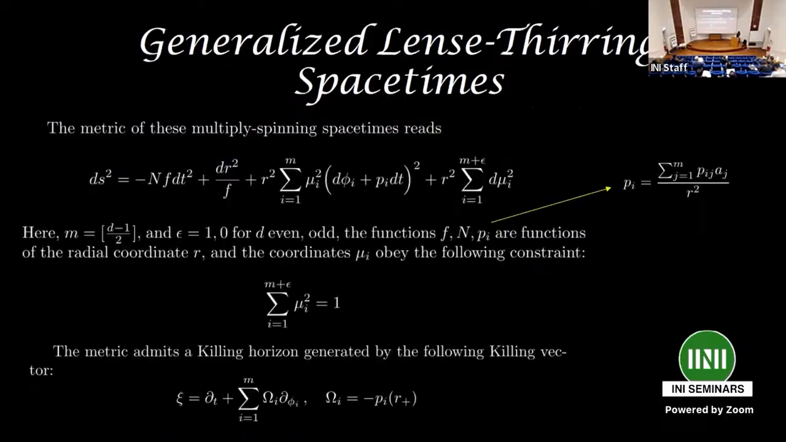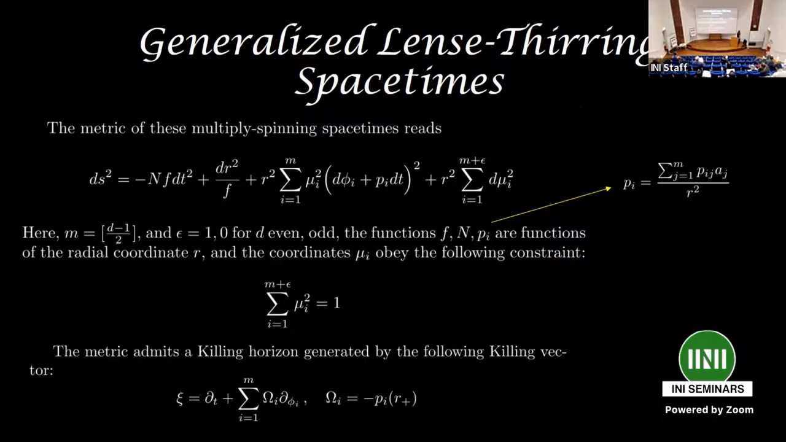Okay, so what are these spacetimes? This is a metric of a multiply spinning spacetime, and I'm not going to define hardly any of these things. N is a function of radial coordinates. In fact, all of these are. But F is the important one because it has the information about the poles. Mu are the angular coordinates. They satisfy this relationship. And the metric admits a Killing horizon generated by the following Killing vector.